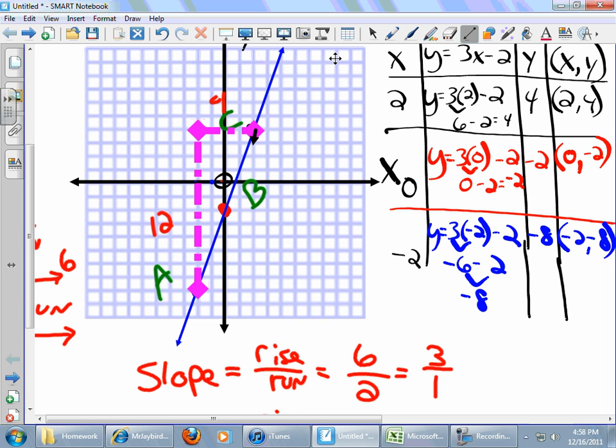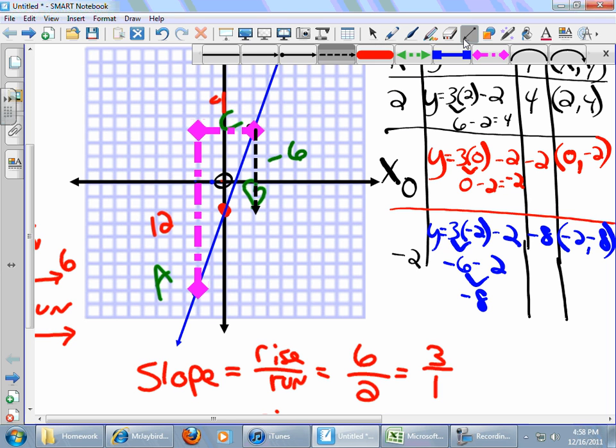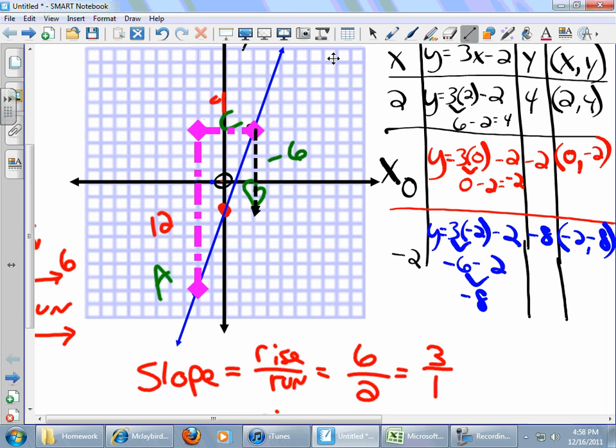Here, I'm going to rise 1, 2, 3, 4, 5, 6. But I went down, so my rise is actually -6, right? Okay, and now I'm going to count my run, and I'm going to go 1, 2. But I'm going backwards, going to the left, so it's a -2. So the slope here is -6 over -2. The two negatives will cancel each other out, leaving me 6 over 2, simplifying it to 3 over 1. I get the same answer again.